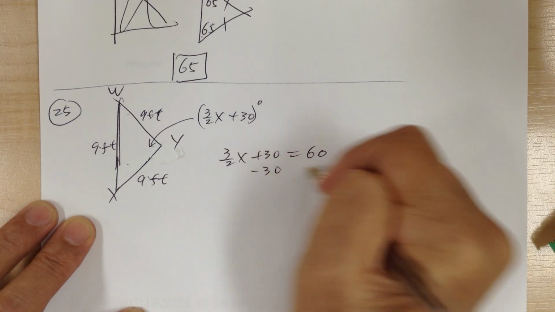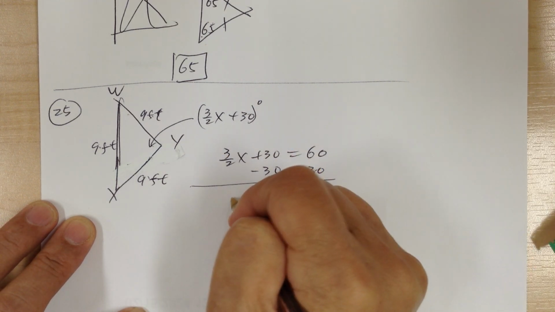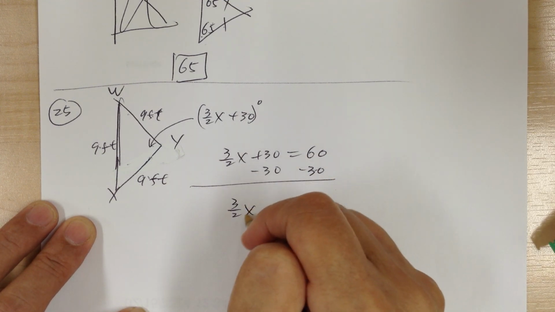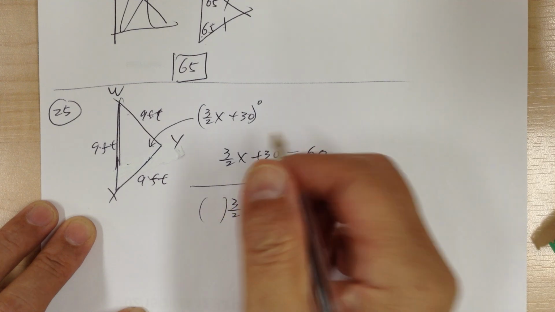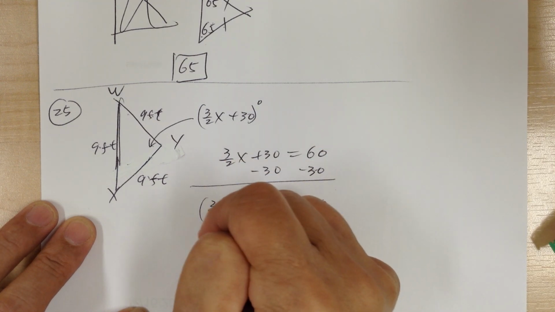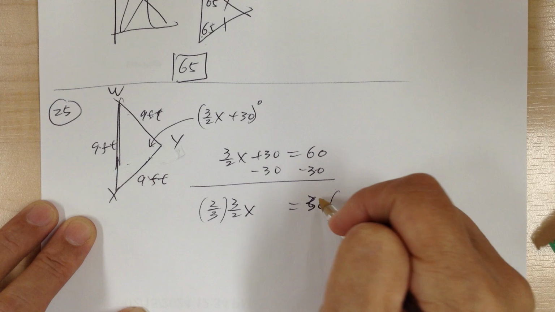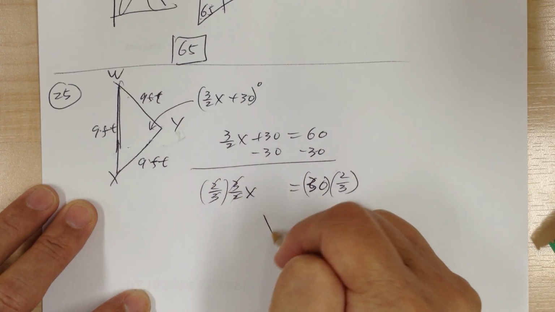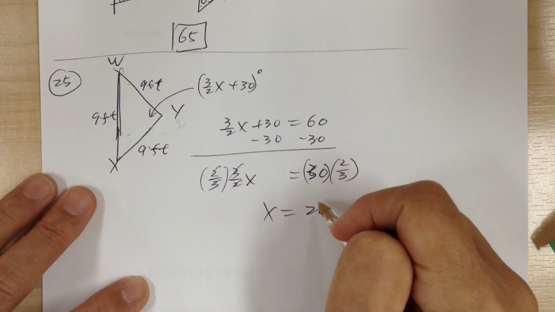Okay, so solve. Minus 30 on each side, so 3/2x equals 30. Now to solve this, you want to multiply by the reciprocal, so multiply by 2/3, so that this will cancel out. So x will equal 20.